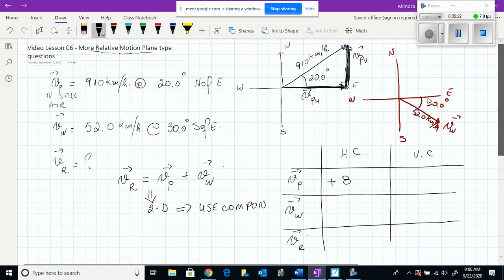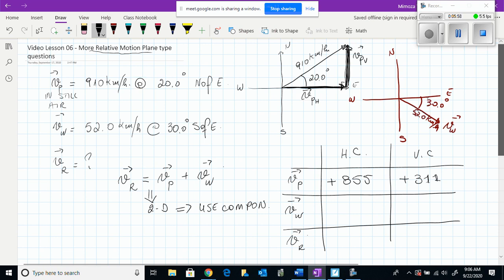So it will be 855. It's fine to not even have those decimals, but fine. And then for the vertical component, we will use sine. So it will be positive 311. We can leave it as 311.